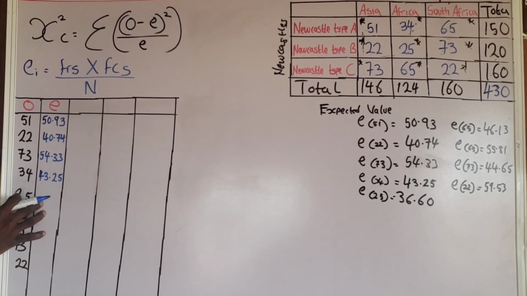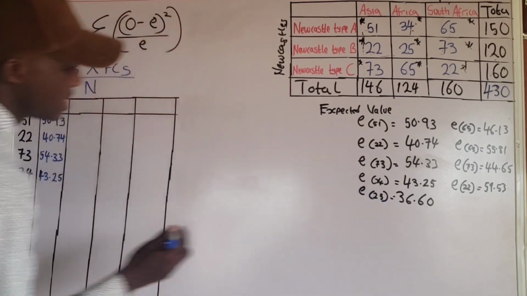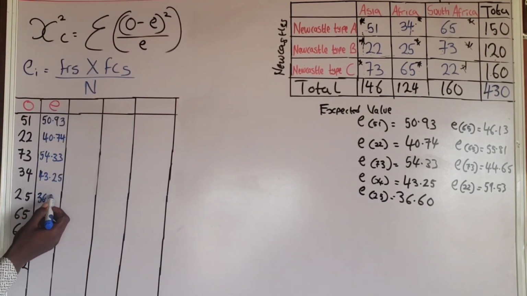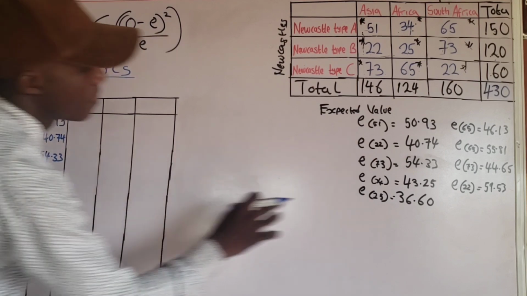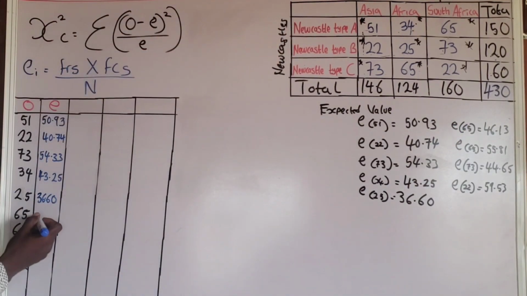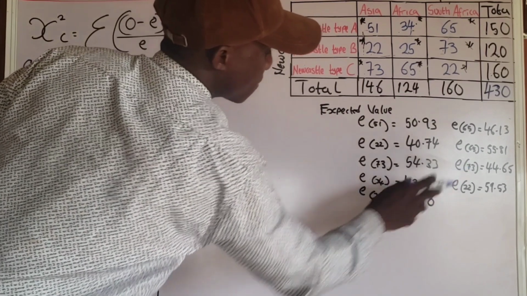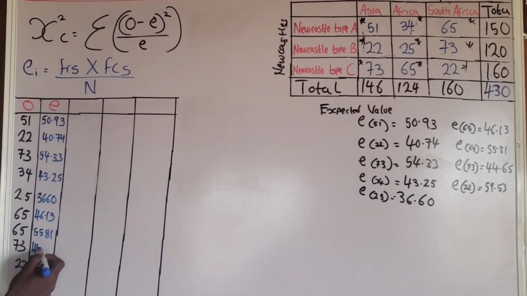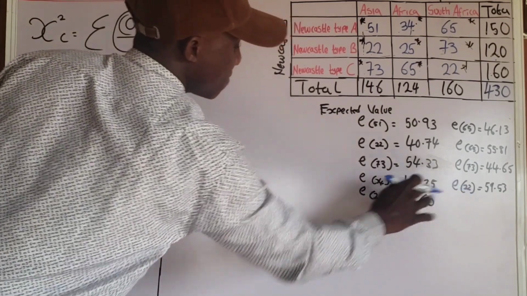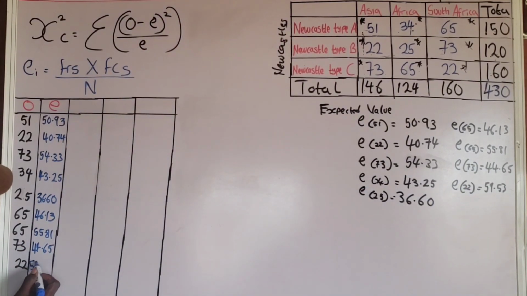So for 25, it is 36.60. For 65, it is 46.13. For 65, it is 55.81. For 73, it is 44.65. Then for 22, it is 59.53. Do you understand? Okay, now back to the formula.